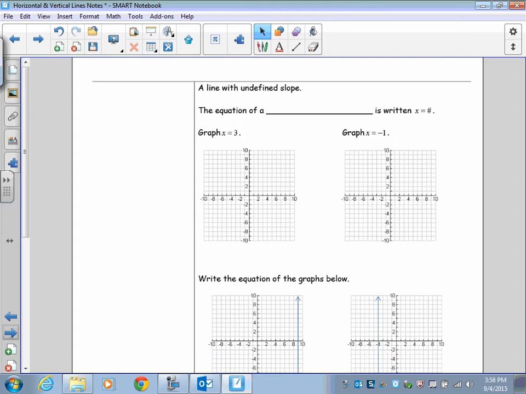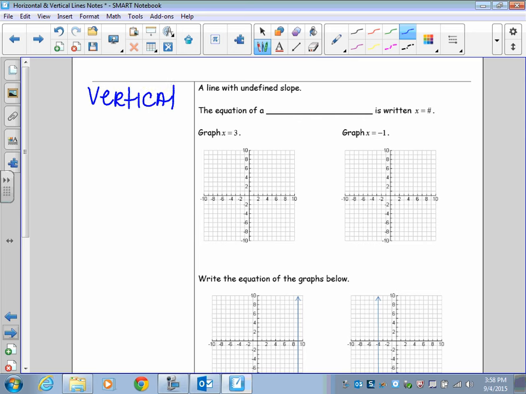A line with an undefined slope. That, ladies and gentlemen, is a vertical line. A line with an undefined slope is a vertical line. The equation of a vertical line is written x equals number. In order for you to have an equation of a vertical line, you have to have the letter x first, your equal sign, and then your number. So on my line, I'm going to write vertical line.